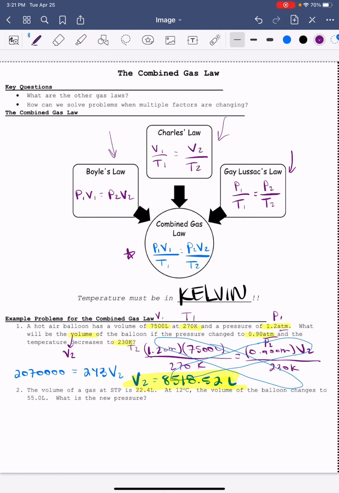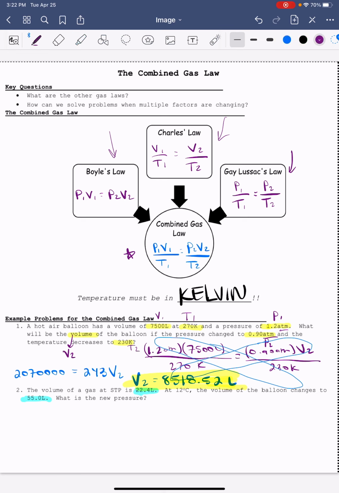Okay, and for the second one, let's take a look at this. The volume of a gas at STP is 22.4 liters. At 12 degrees Celsius, the volume of the balloon changes to 55 liters. What is the new pressure? All right, upon first glance, I don't see many values, but we've actually been given a really valuable piece of information. Not only do we have this information here, and I'm going to highlight it in blue, we see 22.4 liters, and the balloon is changing to 55 liters. So just that word changing indicates I need the combined gas law and not the ideal gas law.